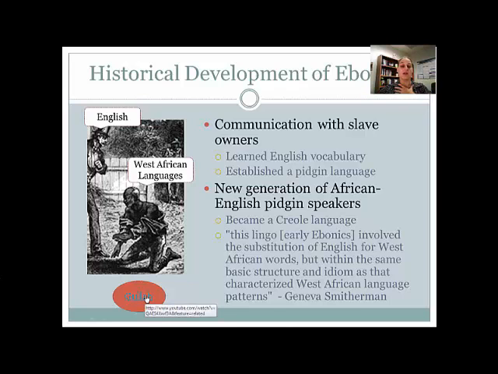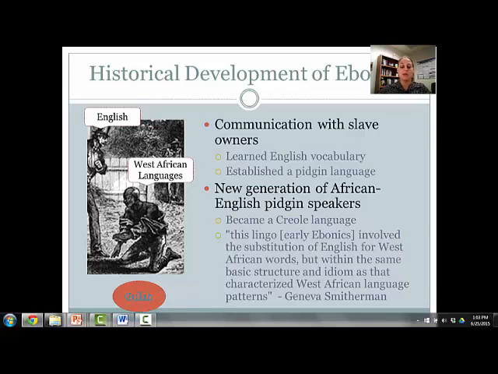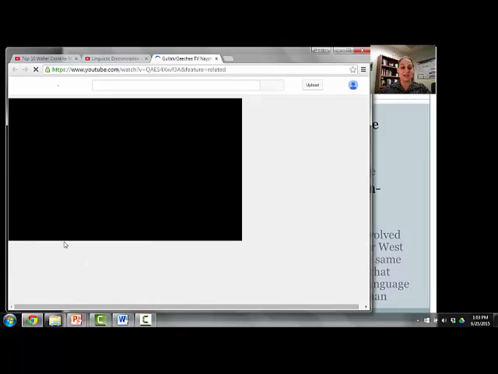Sadly, it is fading. There's not a lot of Gullah speakers, but Gullah is recognized as its own language, meaning that you cannot understand it. It's not mutually intelligible with English. Okay, so I'm going to play you a clip so that you can hear what that sounds like.